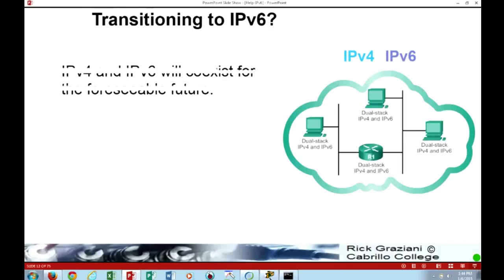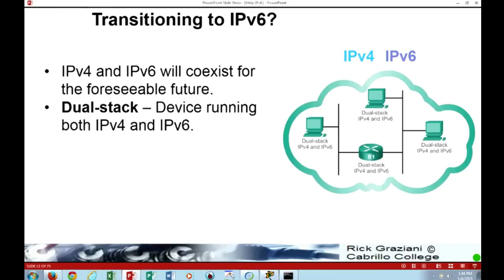But to answer your question, we are going to be running IPv4 and IPv6 together for the foreseeable future. And that's known as dual stack, and that's not going to go away.